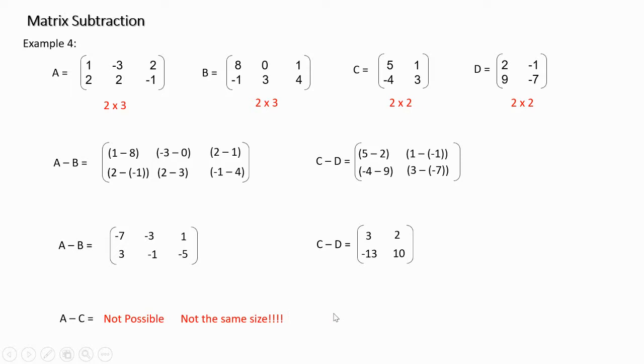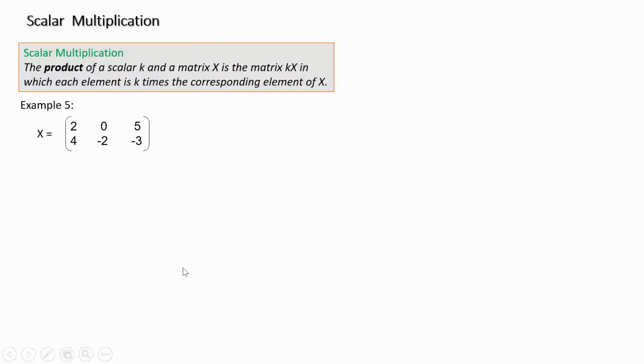This is real straightforward. Where students have a little bit of issues is when you multiply, but I'll get to that later. Now, here comes the scalar multiplication. The scalar multiplication is a product of a scalar k and a matrix x is a matrix kx, in which each element is k times the corresponding element of x. So for example, find 6x.